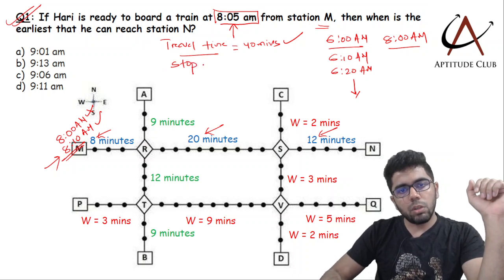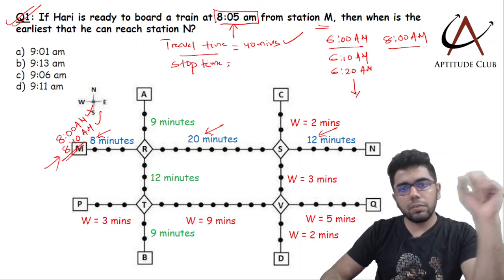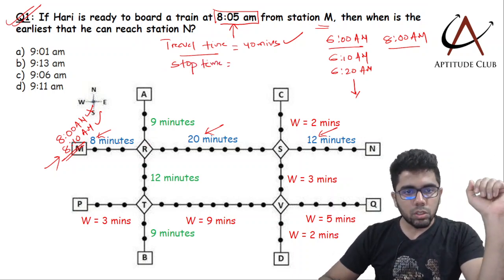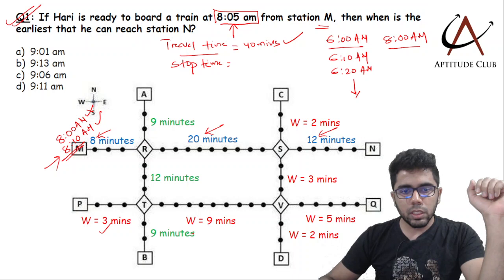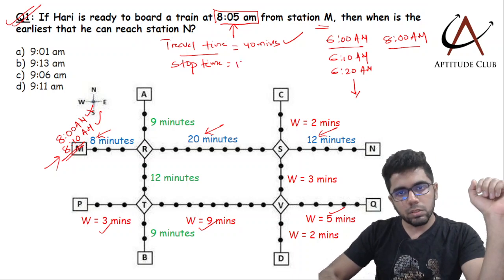And what is the stop time? The train will stop at every station. So what is the stop time? I have written the waiting time. From junction M to R it is 3 minutes, then from T to V it is 9 minutes, and from V to R it is 5 minutes. So 9 plus 5, 14 plus 3, 17 minutes.